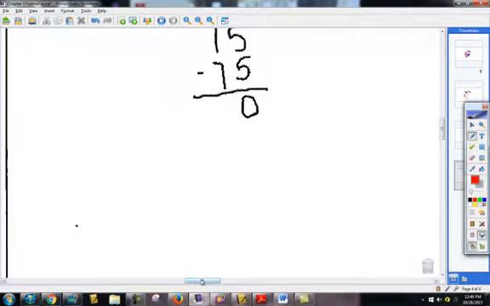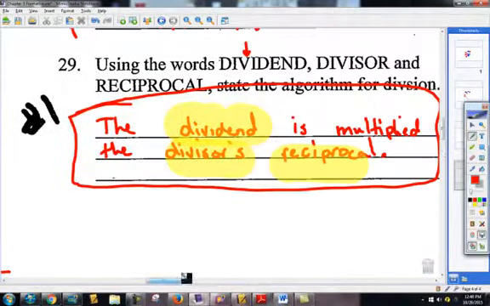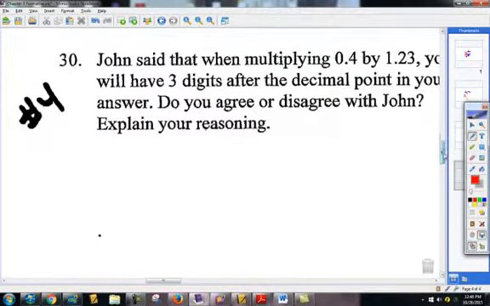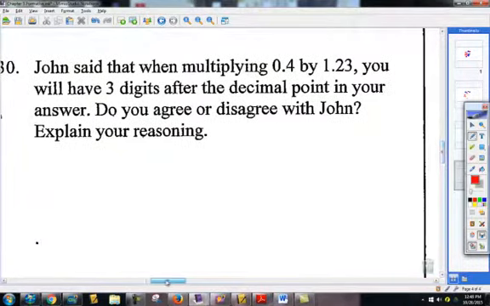Okay, next page, or do we have one below that? Okay. All right, this one. John said that when multiplying 4/10 by 1.23, you will have 3 digits after the decimal point in your answer. Do you agree or disagree with John?